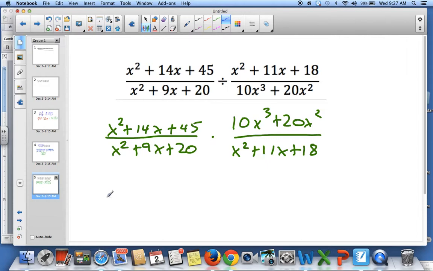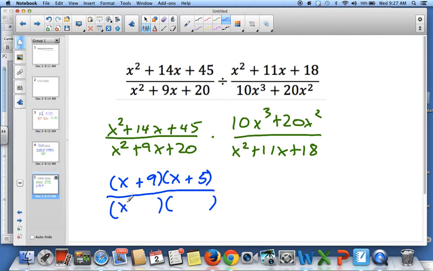So we're going to factor the top. X squared plus 14x plus 45 becomes x and x. I'm looking for numbers that multiply to 45 and add to 14. 9 times 5, that works perfectly. And they're both the same sign, they're both pluses. And the bottom of the fraction now, x and x gives me x squared, multiply to 20 and add to 9, that's going to be 4 and 5. They're both the same sign and they're both pluses.